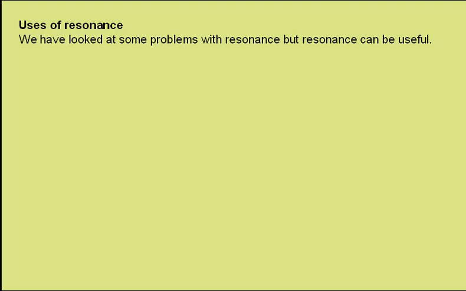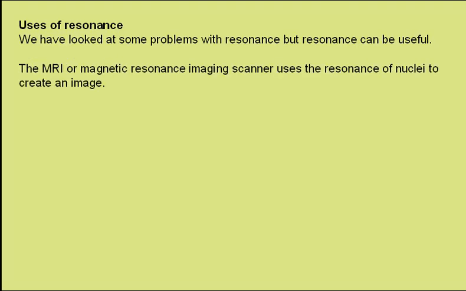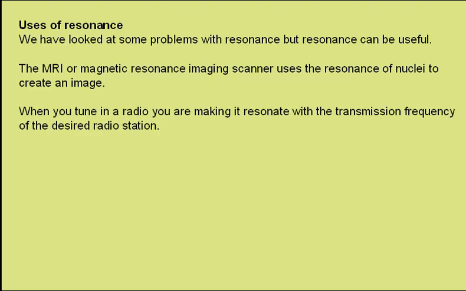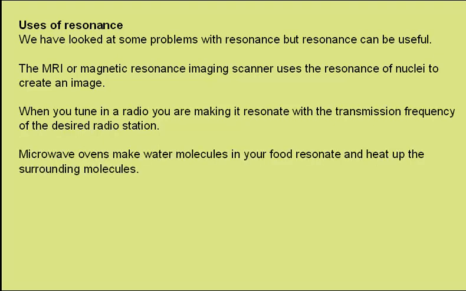Uses of resonance. We've looked at some problems with resonance, but resonance can be useful. The MRI, or magnetic resonance imaging scanner, uses the resonance of nuclei to create an image. When you tune in a radio, you're making it resonate with the transmission frequency of the desired radio station. And microwave ovens make the water molecules in your food resonate. This heats up the surrounding molecules.